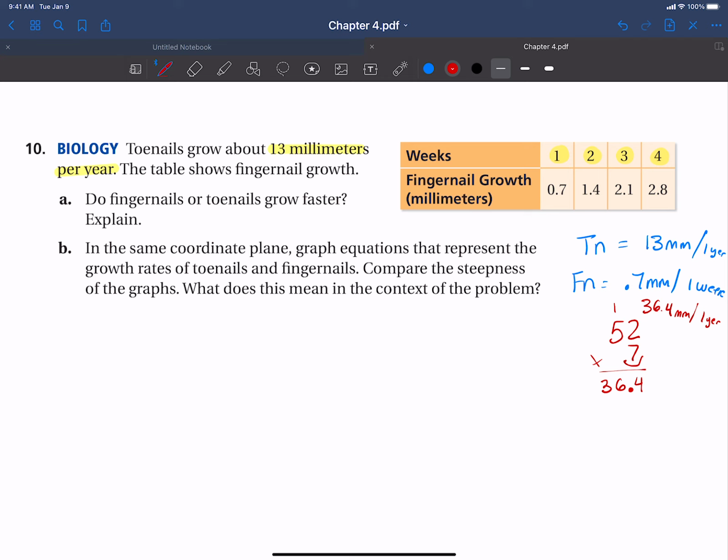Okay? Look up. A toenail only grows 13 millimeters a year. A fingernail grows 36.4 millimeters a year. If I made a graph, would you agree that the line would be positive? Yeah. Who would be more steep? Fingernails. Because they grow faster? Yes. They go up faster. Is this a direct variation? Yes. Because is it a proportional relationship? Yes. It is.